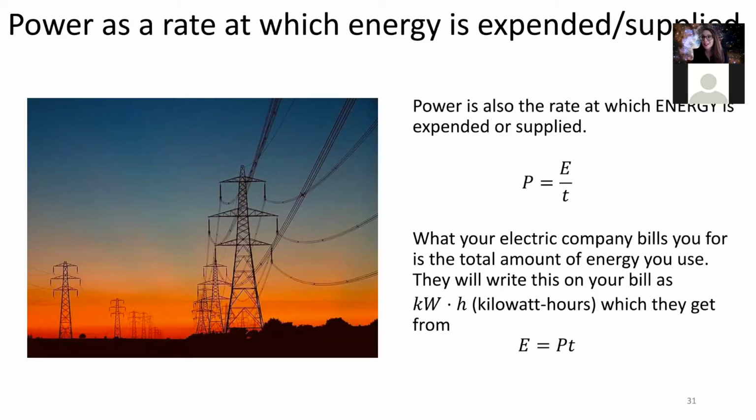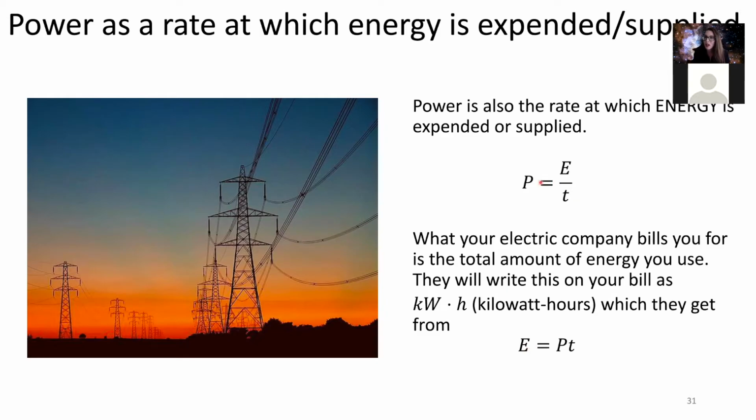Here's another way we can express power. Power can be thought about as a rate at which energy is expended or supplied. Whenever we think about power, electrical power, your energy company is charging you for the energy you use, the total amount of energy you use. They take this equation and they rearrange it. So they will write your energy bill in terms of kilowatt hours. They're finding your energy expenditure in kilowatt hours.